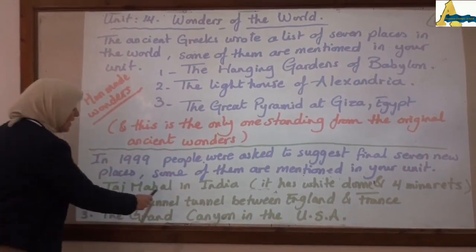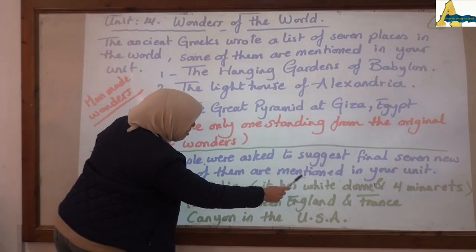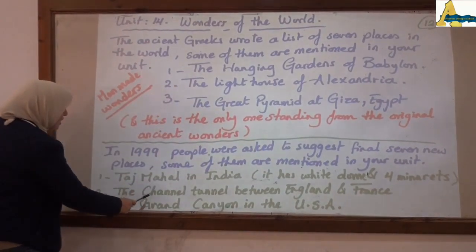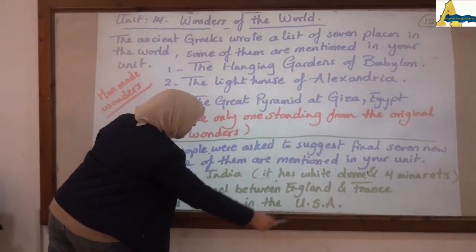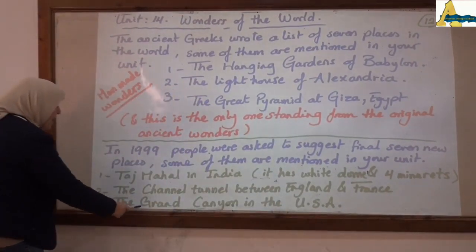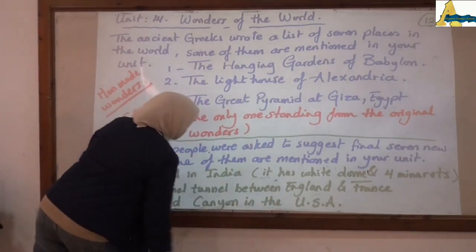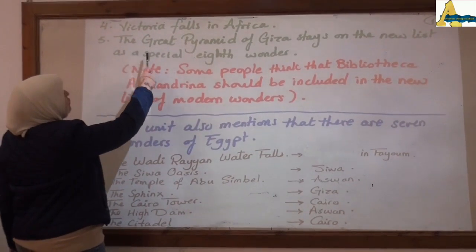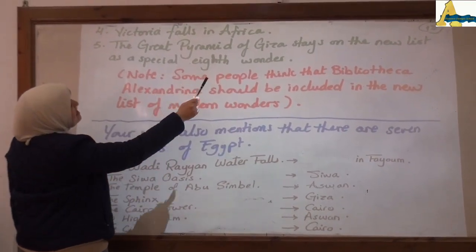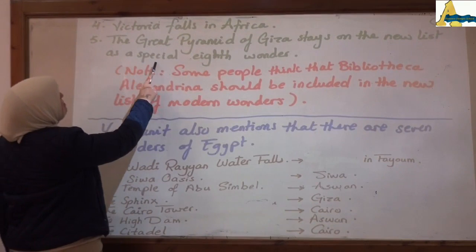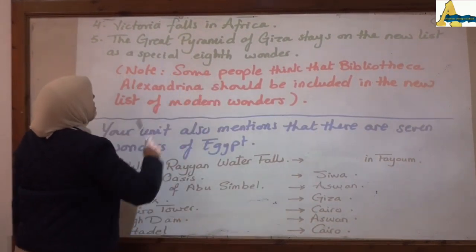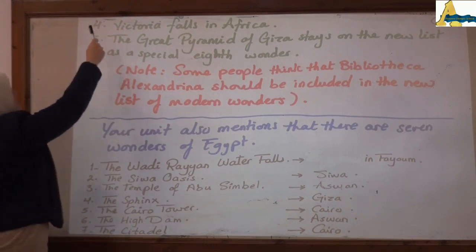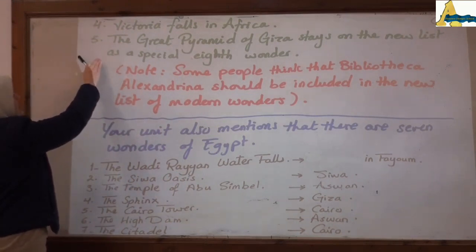For example, the Taj Mahal in India, it has a white dome and 4 minarets; the tunnel between England and France; the Grand Canyon in the United States of America; Victoria Falls in Africa; and the Great Pyramid of Giza that stays on the new list as a special eighth wonder. These are the 5 mentioned wonders in your book.